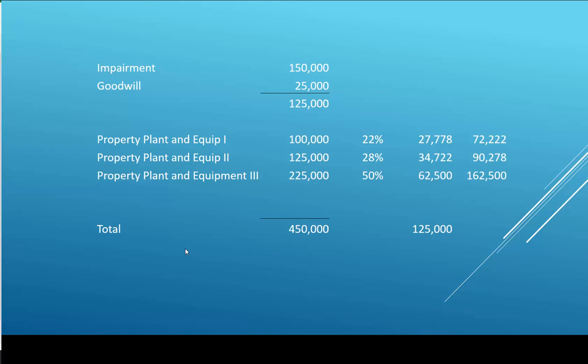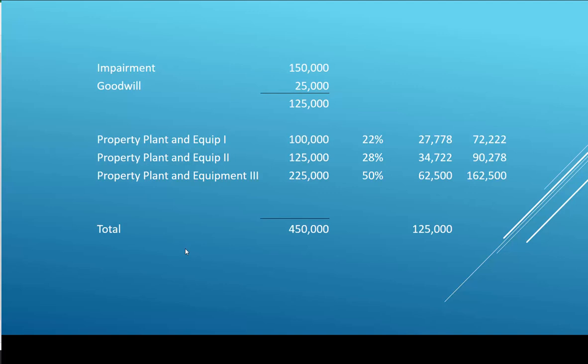Now, as we're making those allocations, what we need to understand is that none of those individual assets can be written down below their individual recoverable amounts. So if the recoverable amount for plant and equipment item 1 was actually $75,000, which was more than the value we have here, we'd have to limit the impairment charge for that individual asset to $25,000 and allocate the excess to the remaining two assets. To keep things simple, I'm not going to do that here.